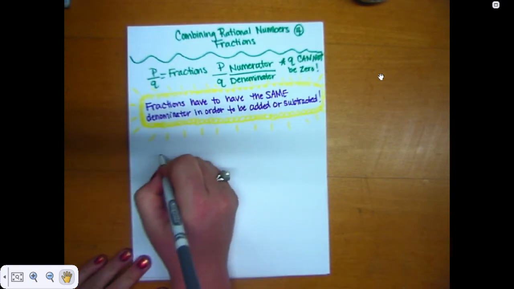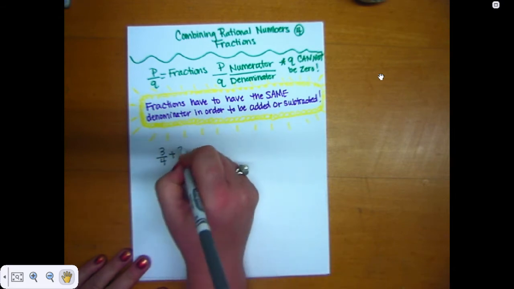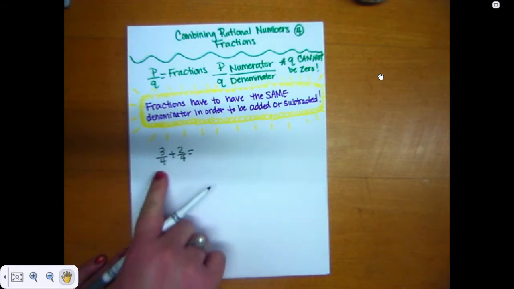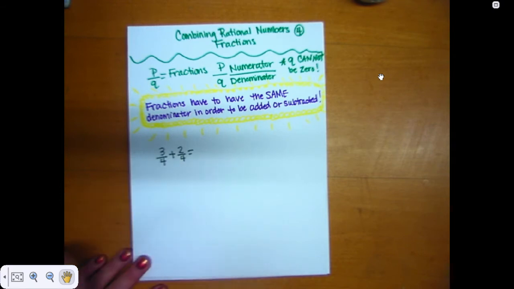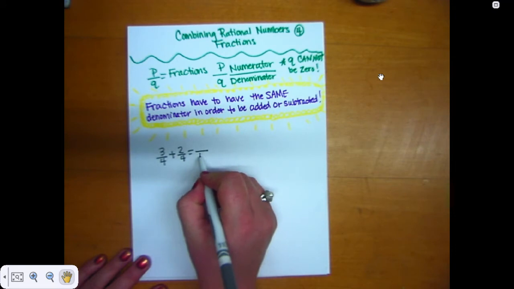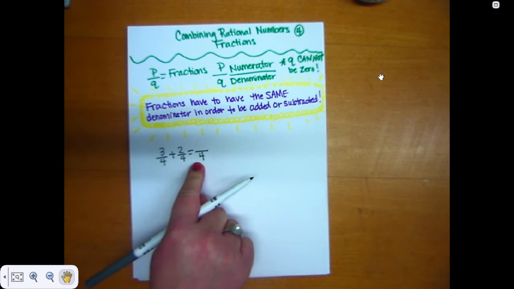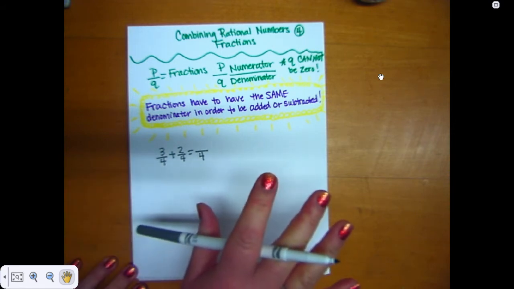So if I have 3/4 plus 2/4, the first thing I'm going to check is, do they have the same denominator? Yes, they do. That means I can just go ahead and add. I do not add the denominators. I just bring it straight over. Because remember, your denominator represents a whole. So you don't have two different things here. This is the same kind of thing. So this is a pizza and this is a pizza. You're not changing that it's pizza, right?